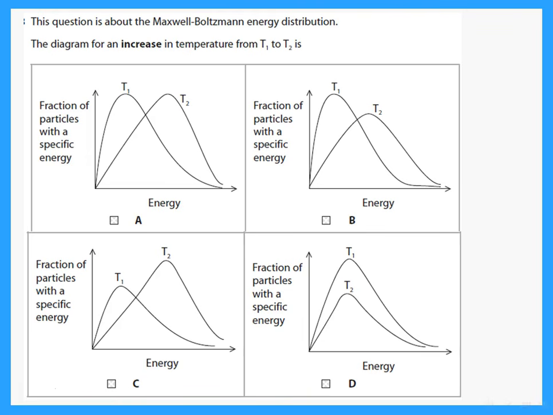This question is about Maxwell-Boltzmann energy distribution, the diagram for an increase in temperature from T1 to T2. Again, which of these is for T1 to T2? Look at option B. We said if we're increasing, that means T2 is more than T1, then it moves to the right and with a lower peak.